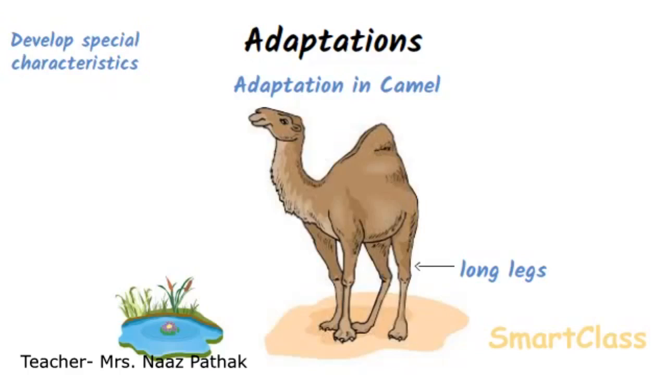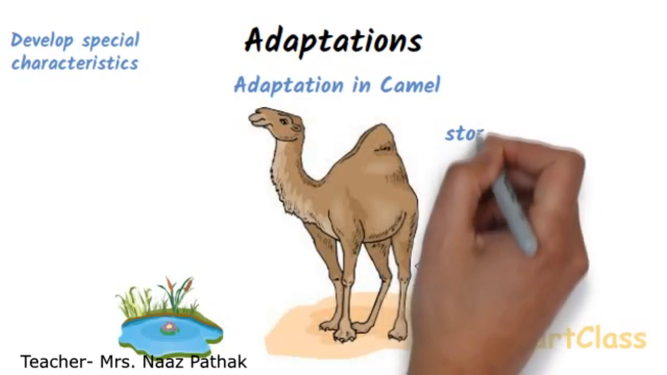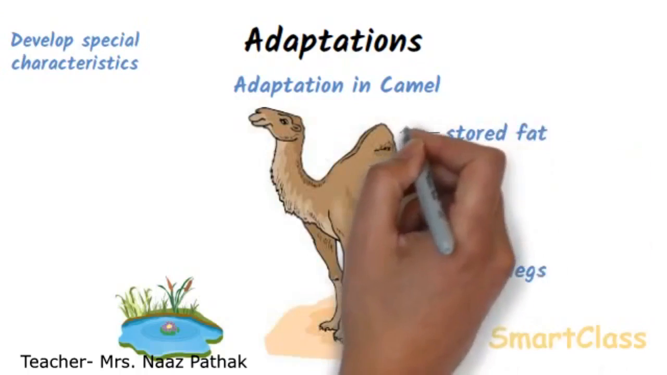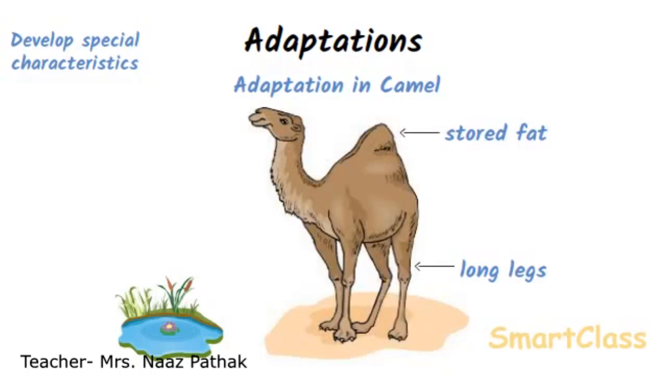A camel saves water in its body as it passes small amount of urine. Its tongue is very dry and it does not sweat. A camel's hump has fat stored in it. In case of emergency, camel can break down stored fats to obtain water. A camel has large and flat feet which help it to walk easily on soft sand.